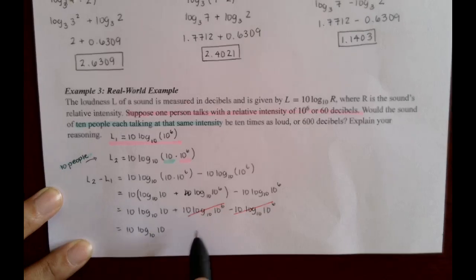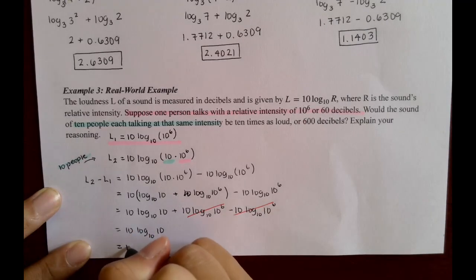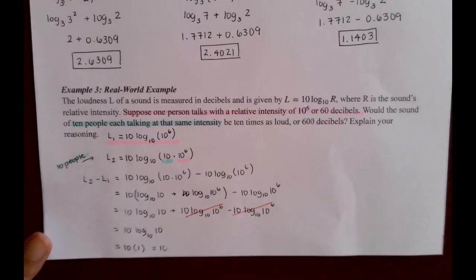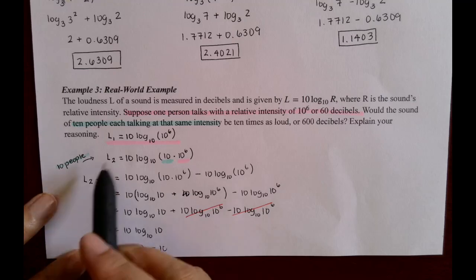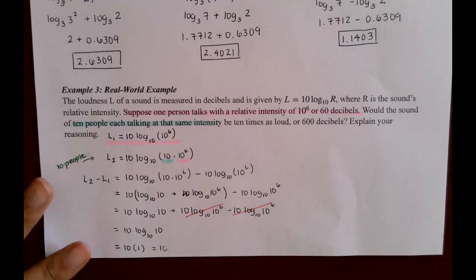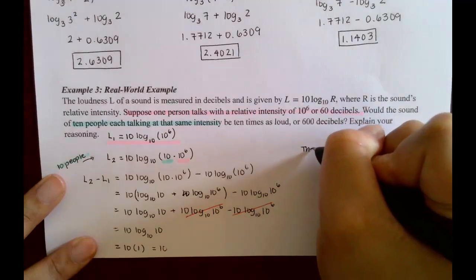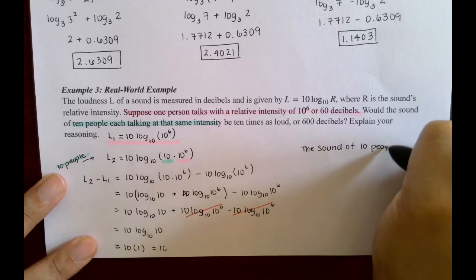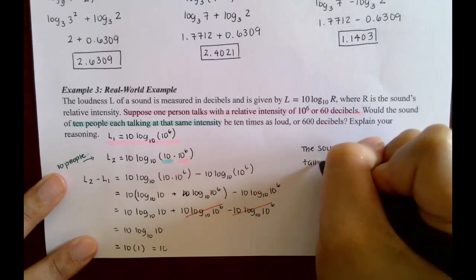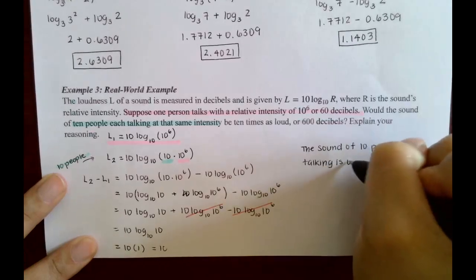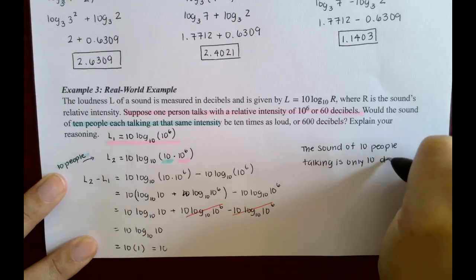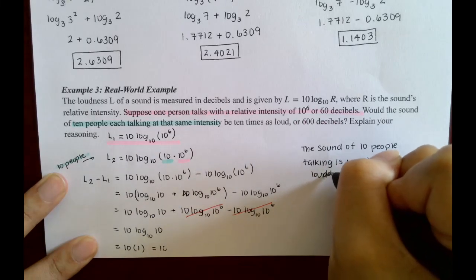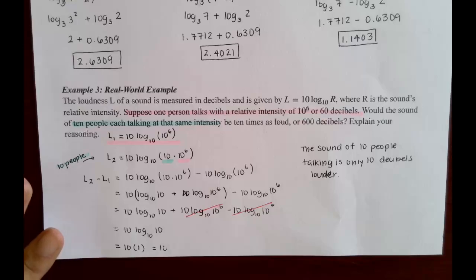Log base 10 of 10, 10 to the what power gives me 10? That's 10 to the first. So this is just 10 times 1, which is 10. Okay, so what this means is this is the loudness, this is how many decibels it is. So the sound of 10 people talking is only 10 decibels louder than the sound of one person talking.